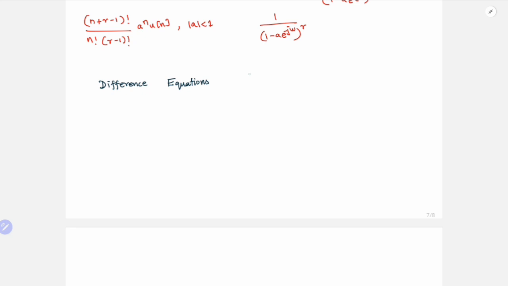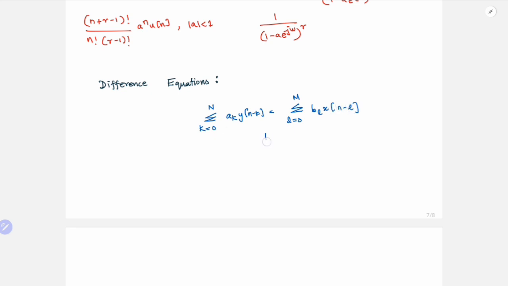Systems characterized by linear constant coefficient difference equations. In general, for an LTI system with input x of n and output y of n, we have this relation: sum k equal to 0 to N, a_k y of n minus k, equals sum l equal to 0 to M, b_l x of n minus l.